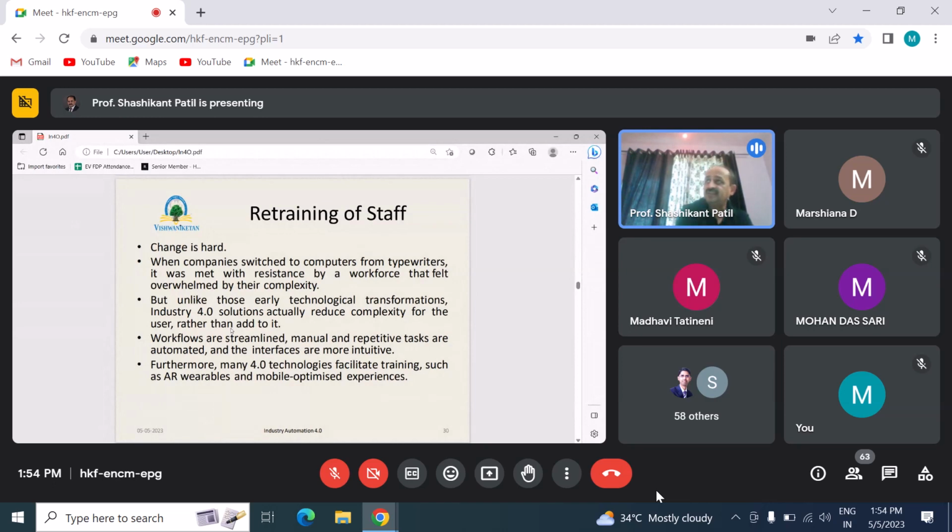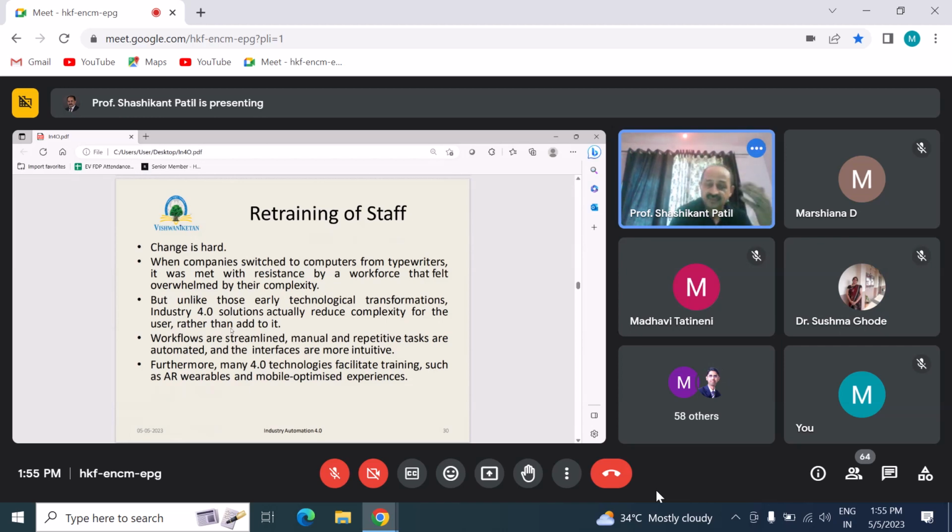So retraining of staff is always needed, because we need to believe in being lifelong learners. We should always update ourselves. We have to change. We need to update our skills. We need to upskill. We need to relearn the concepts. We need to get flexible with the technology. We should always be enthusiastic to learn new things. Otherwise, we'll get discarded and will become redundant someday.